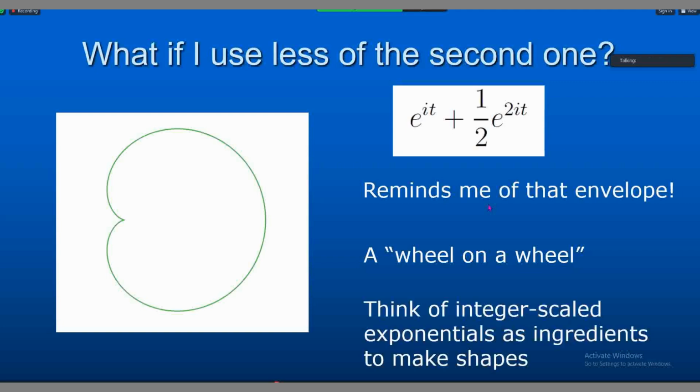We'll see. So I want to think of these integer-scaled exponentials as ingredients to make shapes. These are my ingredients. And when I think about integer-scaled exponentials, I want to call the scaling factors the frequencies, so that this is a frequency 1, e to the it, and this is a frequency 2. Because frequency has that meaning of how fast are you going compared to a basic signal, okay?